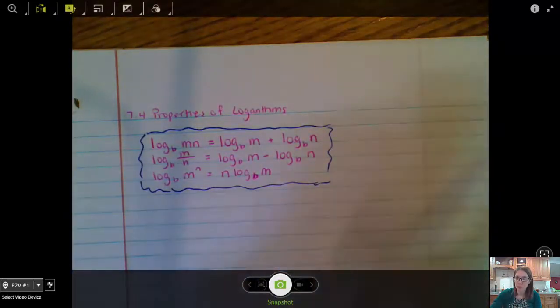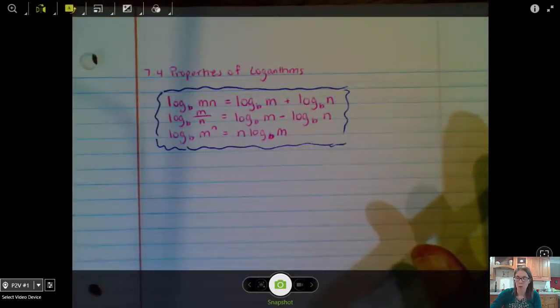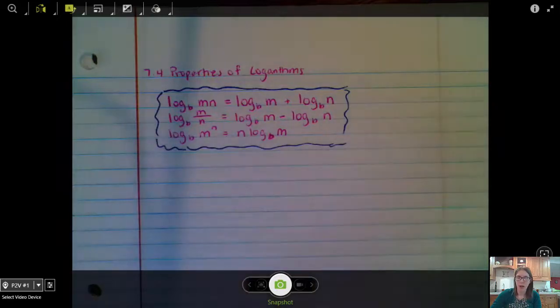We're going to use these three properties to go both directions. When we have something that we want to write as a single logarithm, and also when we have a single logarithm that we want to expand. And that will help us when we get to solving the equations in our next section.